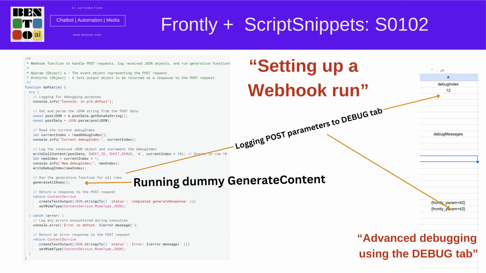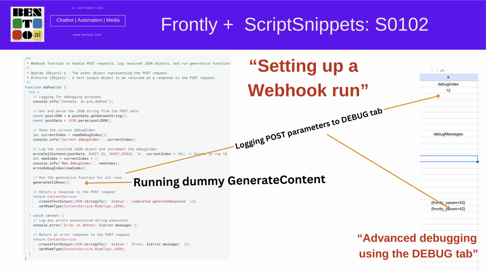This is where the doPost function comes into the spotlight. The doPost function acts like a vigilant record keeper for your web app. When it receives a post request from Frontly or another API debugging tool like Postman, it takes a systematic approach to handle this information. Instead of just processing the data, it meticulously logs every detail in a special DEBUG tab in your spreadsheet. This tab becomes a detailed ledger of all the interactions your script has with incoming data.